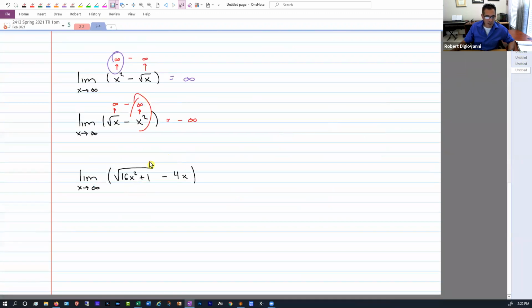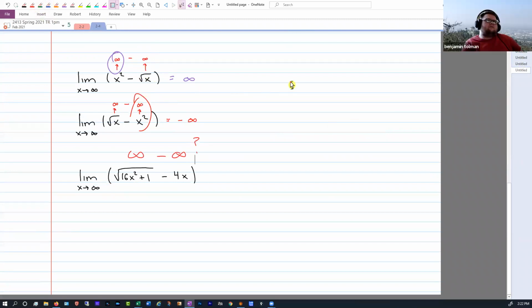Now we actually have infinity minus infinity, but we can't tell who wins. On the previous two, we could tell who won. Is there any way we can make them infinity multiplied by infinity? That means you would have to factor them. Right? Maybe.